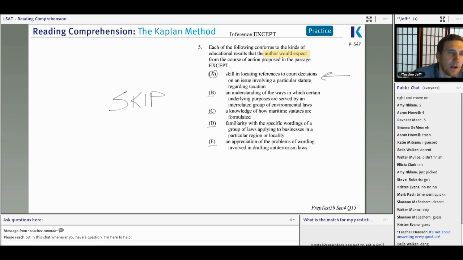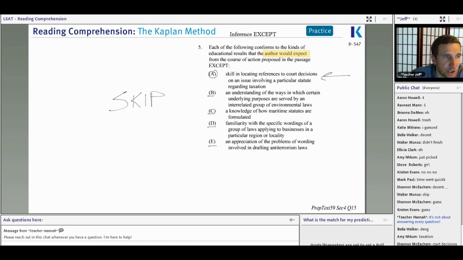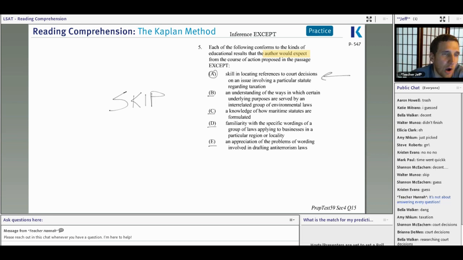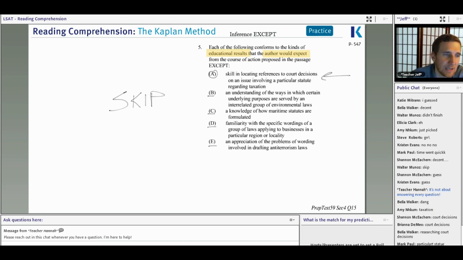So, remember again, we are looking for something that the author didn't mention, meaning 4 of these things the author would expect. One of them was not said. What does A bring up that just doesn't happen in relationship to if we had more training in stat law? Because notice this is conforming to the educational results that the author would think would happen. You're going to see a trend here, everybody. We've said it a bunch of times, actually.